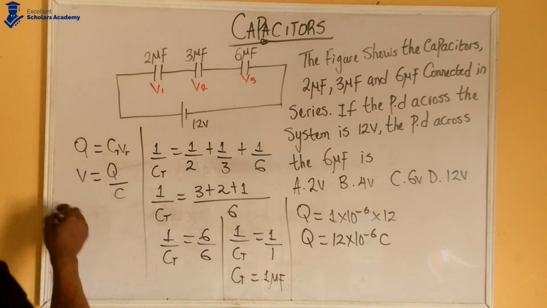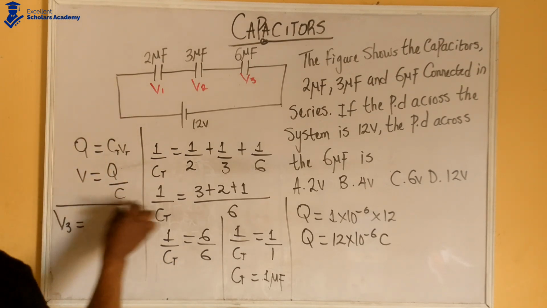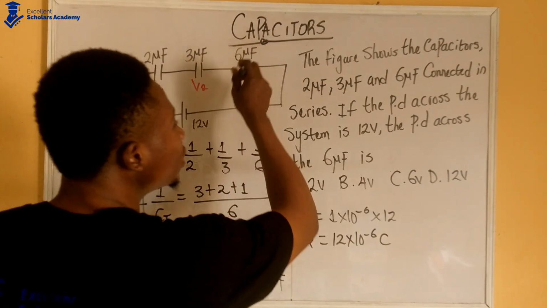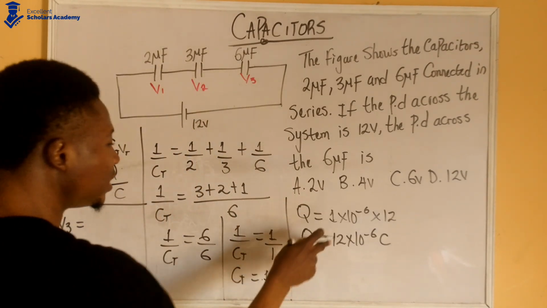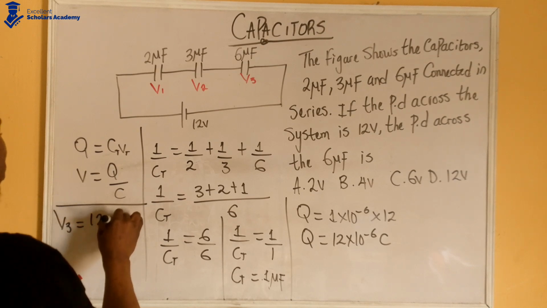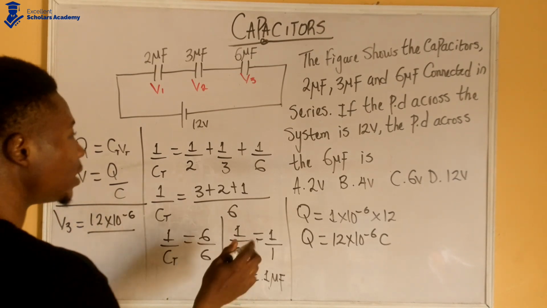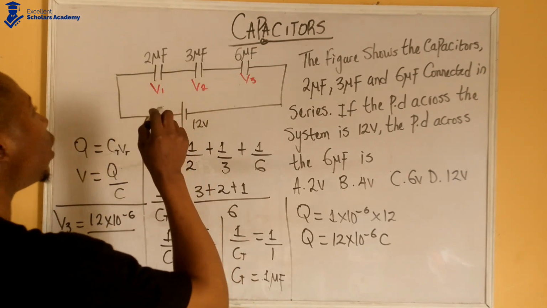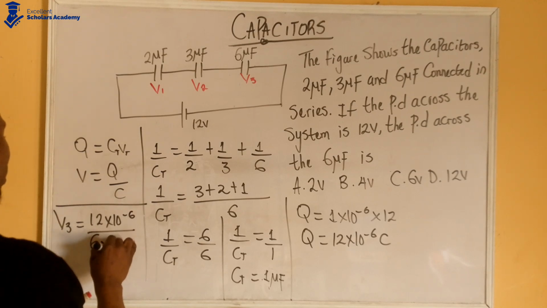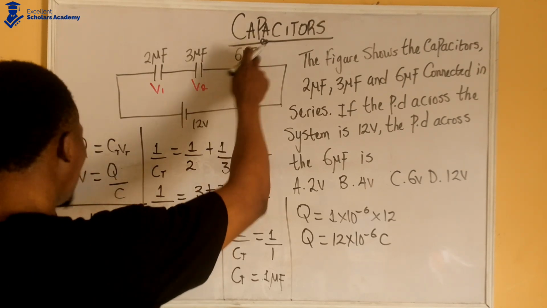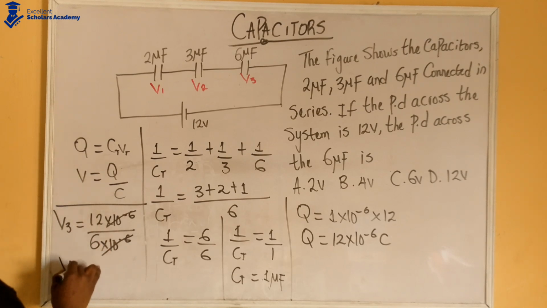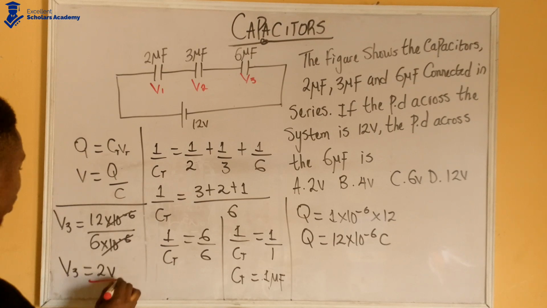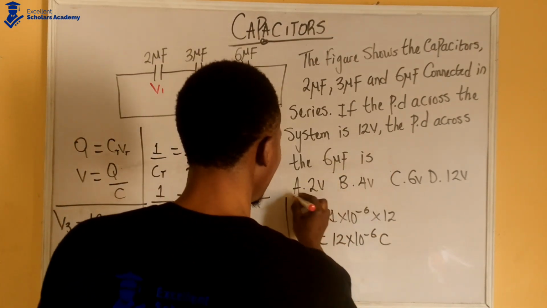So V3 is going to be equal to, coming back here to find the voltage across this, the PD across this, Q, which is the charge, 12 times 10 to the power of minus 6, which is constant, over the capacitance, which is 6 times 10 to the power of minus 6, because you have 6 microfarad. So this takes this away, you're left with 12 divided by 6, which is 2. So 2 volts is our answer. The voltage across this is 2 volts.